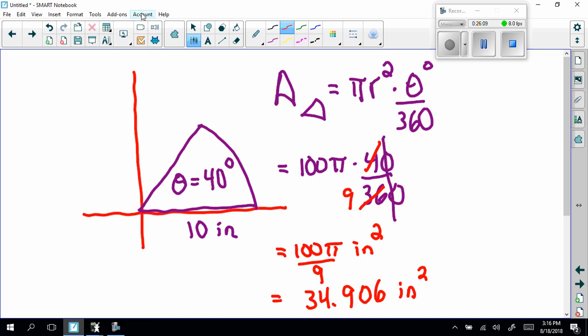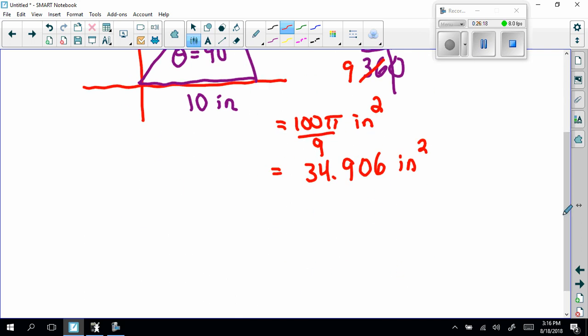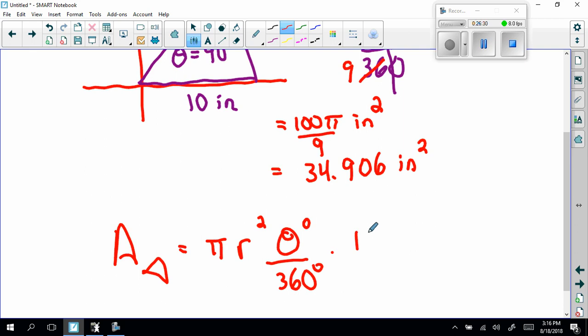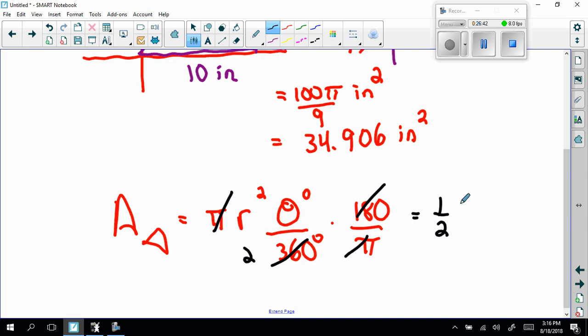So, same thing as last time. What I'm going to do is multiply by 180 over pi. We got this formula, area of a sector, and we said it was pi r squared times theta in degrees over 360. But I'm going to multiply by 180 over pi, 180 over 360 is 1/2, and I end up with 1/2 r squared theta as my sector area formula. Radians only.